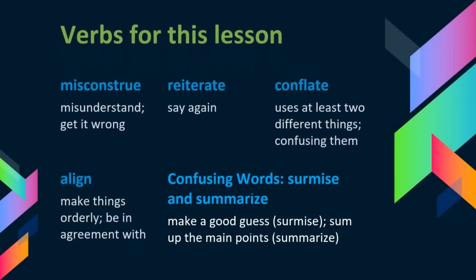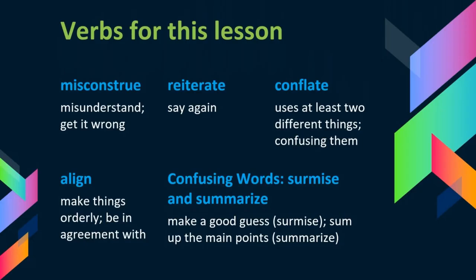Welcome back for Lesson 10 of Advanced TOEFL Verbs. Let's get started. In this lesson, we'll take a look at the verbs misconstrue, reiterate, conflate, align, and the confusing words surmise and summarize.